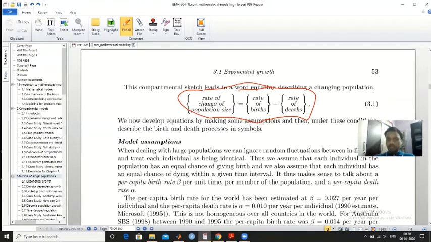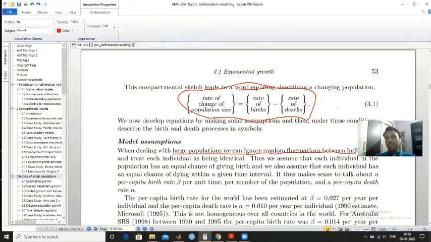There are some assumptions when we develop a model. So what are the assumptions? The first assumption is that we are dealing with a large population, so that we can ignore the random fluctuations between individuals.